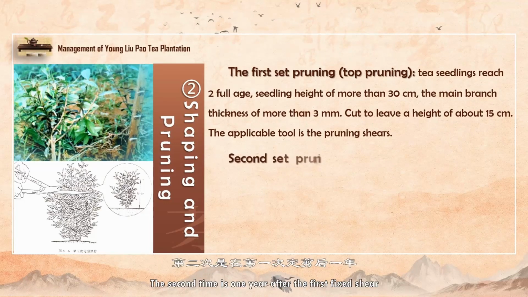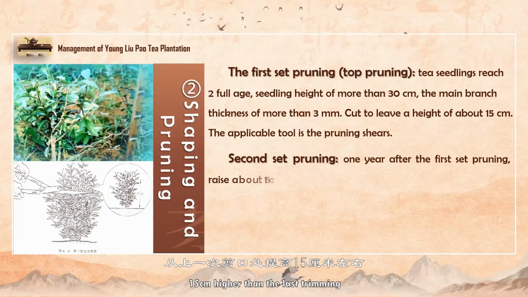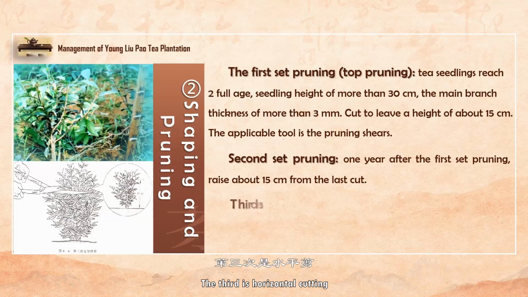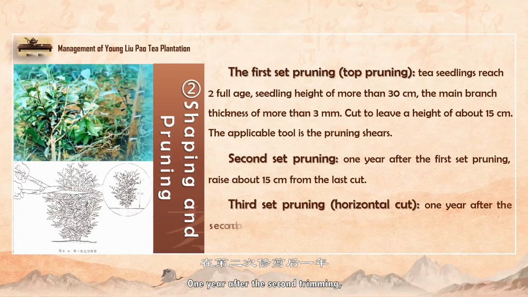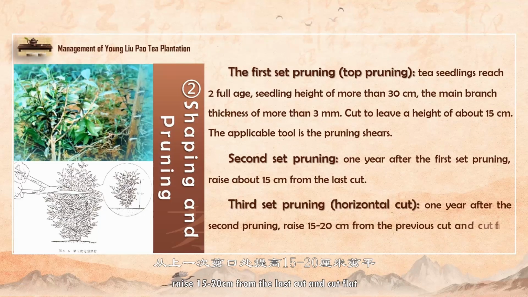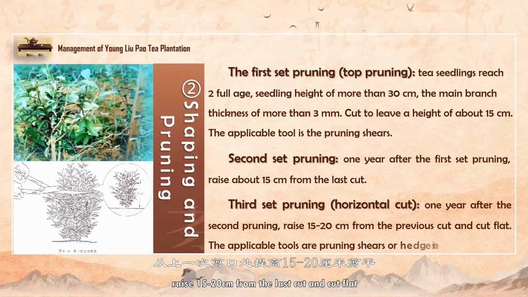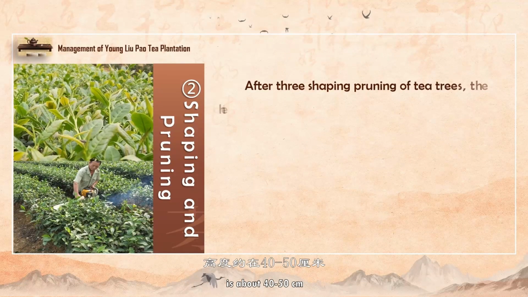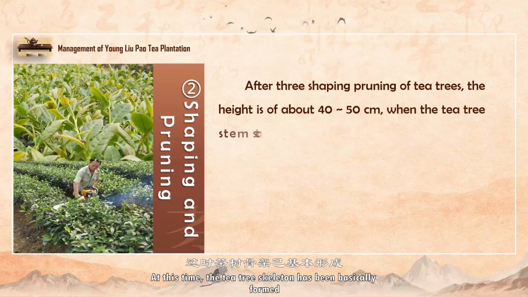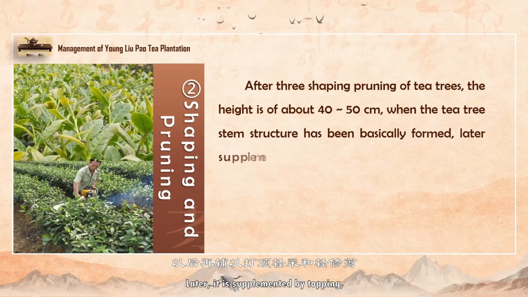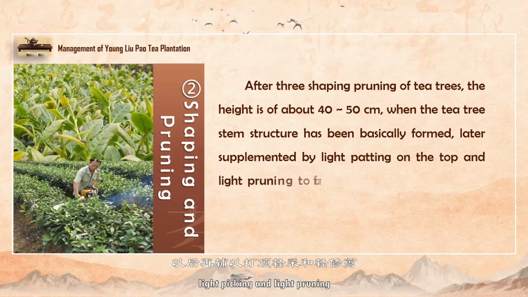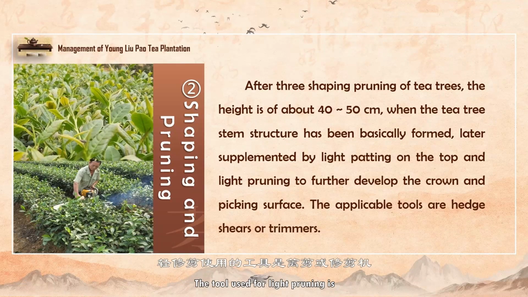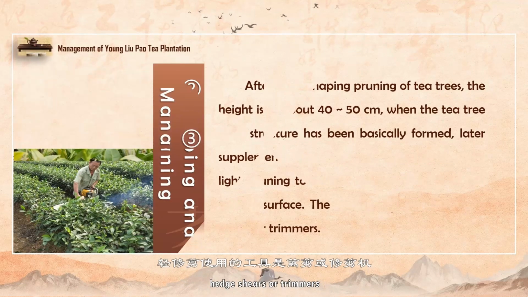The second time is 1 year after the first fixed shear, 15 centimeters higher than the last trimming, and cut off the upper branches. The third is horizontal cutting. 1 year after the second trimming, 15 to 20 centimeters higher than the last cut, and cut flat. The height of the tea tree trimmed for 3 times is about 40 to 50 centimeters. The tea tree skeleton has been basically formed. Later, it is supplemented by topping, light picking, and light pruning to further cultivate the crown and picking surface. The tool used for light pruning is hedge shears or trimmers.